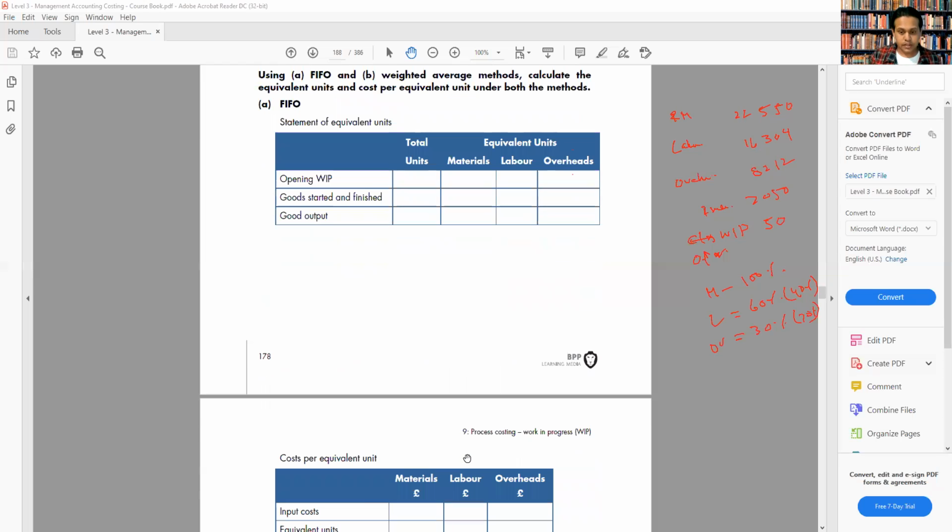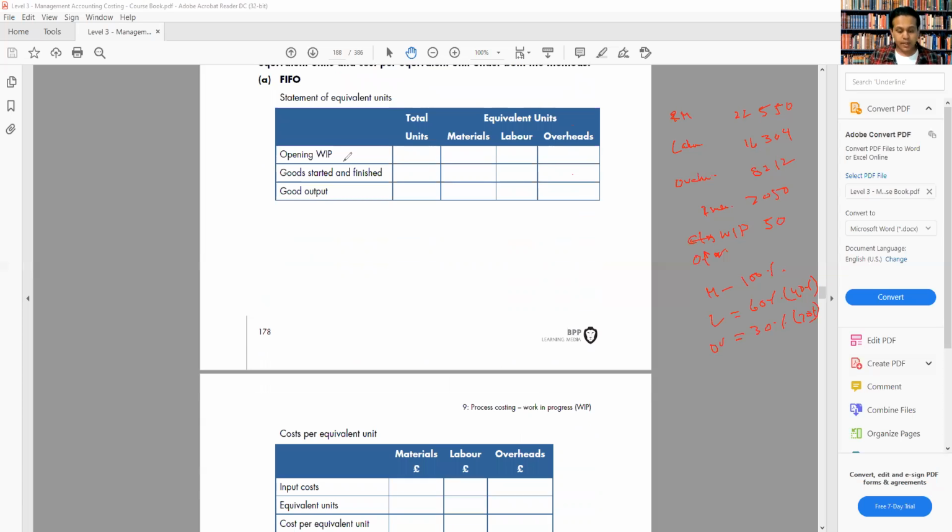Okay, so we'll do fast with the FIFO. Opening WIP, so we have total 50 unit. Opening inventory, good started and finished, basically the actual output, that is 2050.